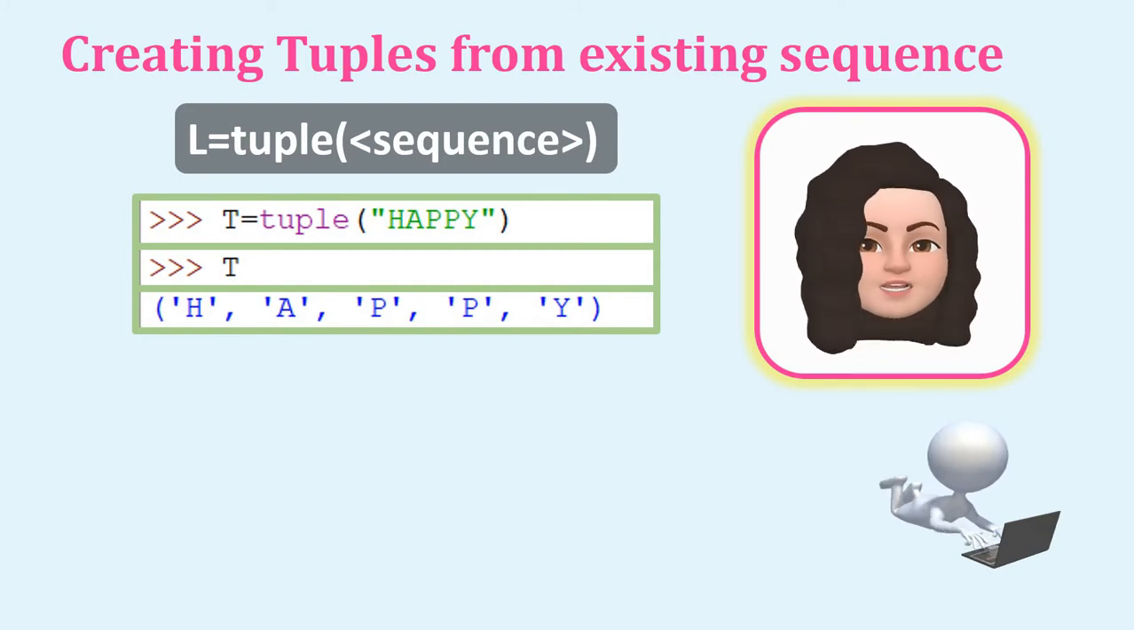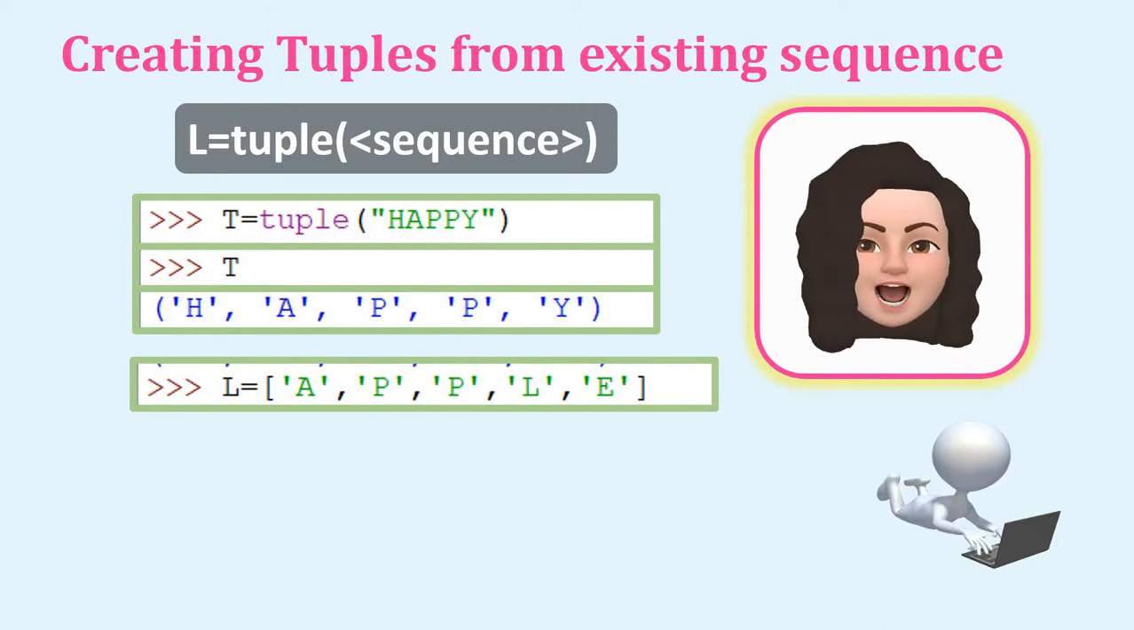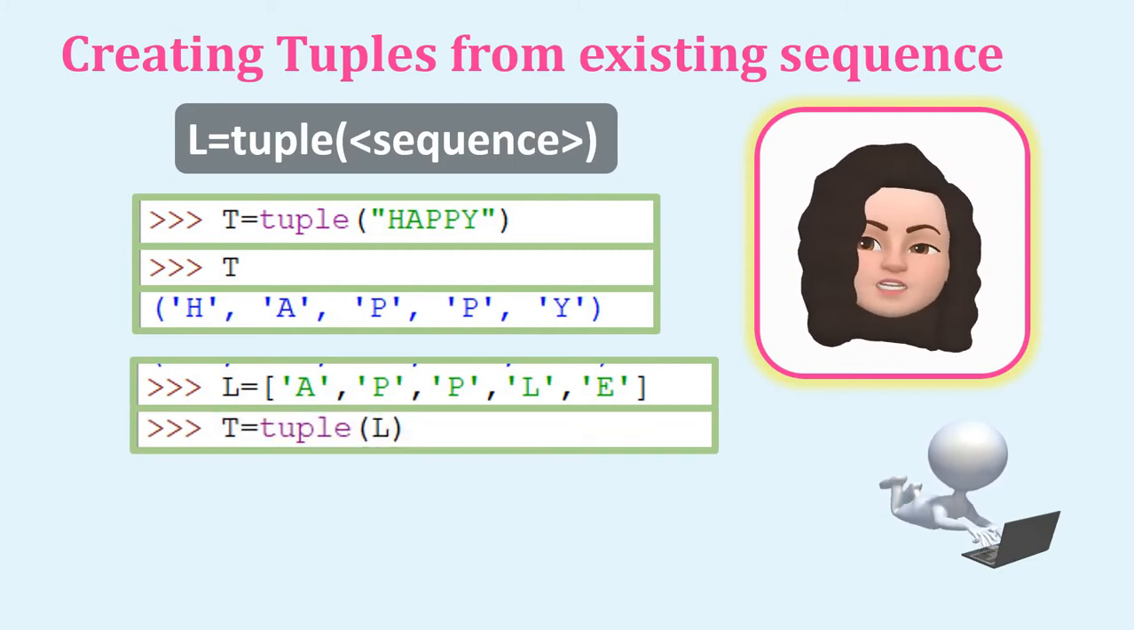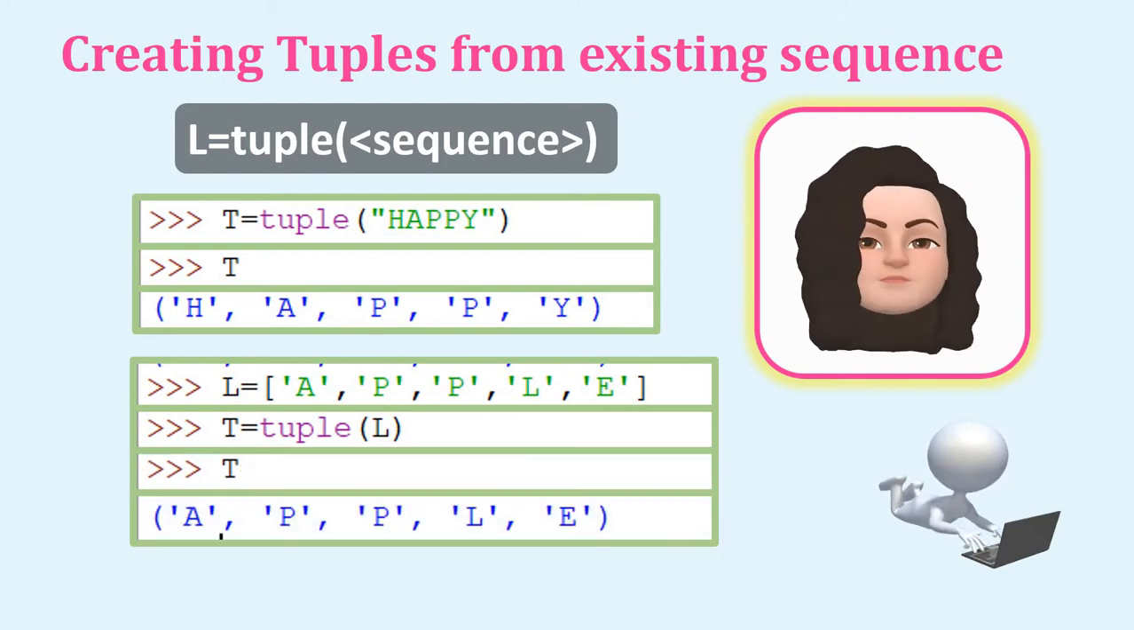Now let's create a tuple from an existing list. So let's declare a list L is equal to APPLE. So how to create it? t is equal to tuple of, within parentheses, the list name L. Now let's display t. Yeah, it is APPLE within parentheses. That means this has created a tuple from an existing list. So the tuple function is used to create a tuple from an existing sequence, whether it is a string or a list.